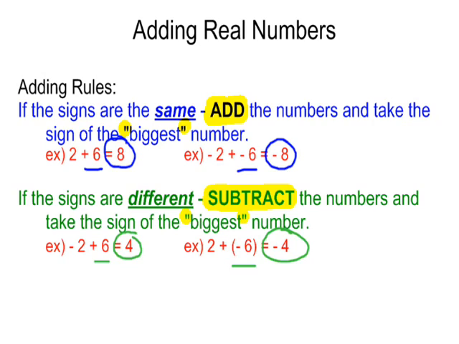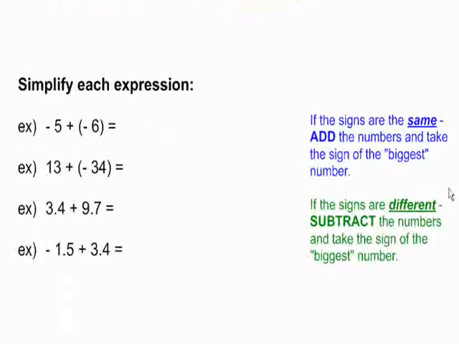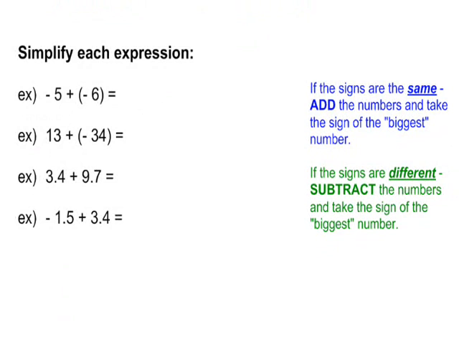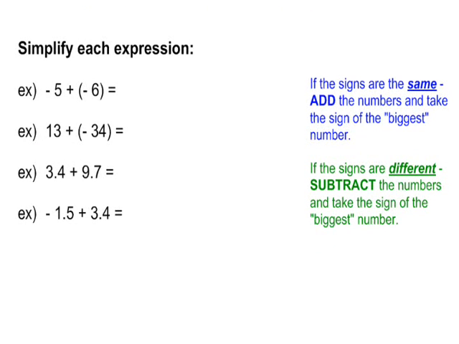Let's take a look at a few different examples here. I've added the rules as a reference over here on the side so that we can see these. Let's do this first one together. I have negative 5 plus negative 6. That rule, since both of them are negatives, will be the blue one over here.